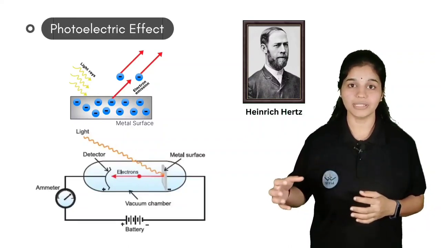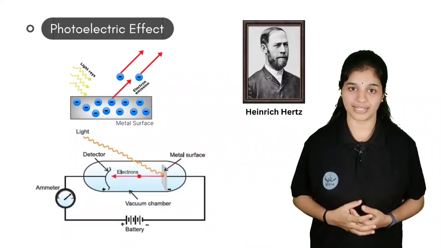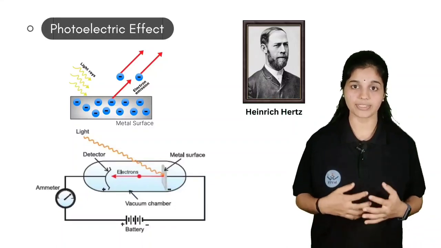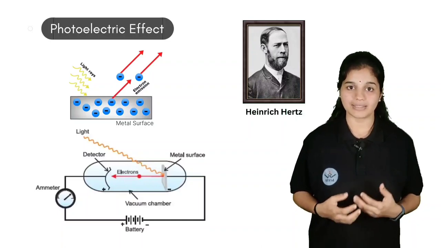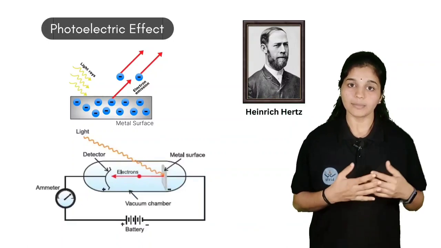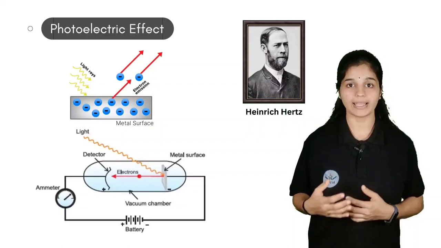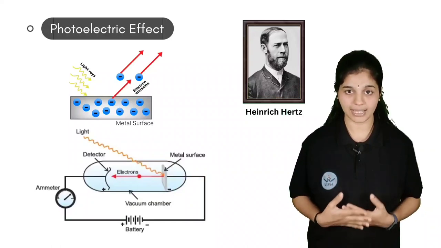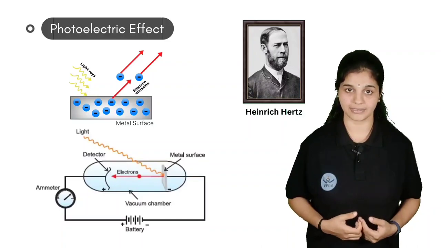Intensity refers to the brightness, whereas energy or frequency tells the color of the radiation. For example, consider violet light, which is capable of ejecting electrons from a metal surface. Let me consider dim violet light as well as bright violet light. Both these lights, the dim violet and bright violet, have the same frequency. The bright violet light has higher intensity and the dim violet light has lesser intensity.